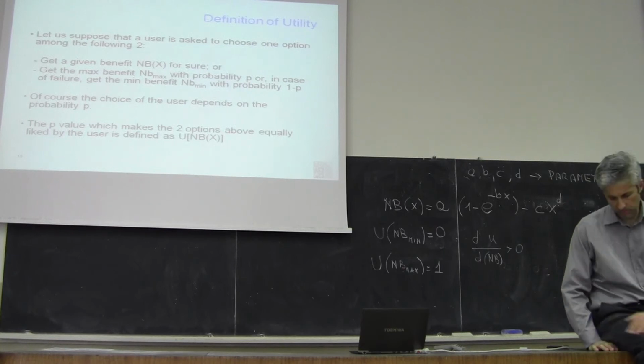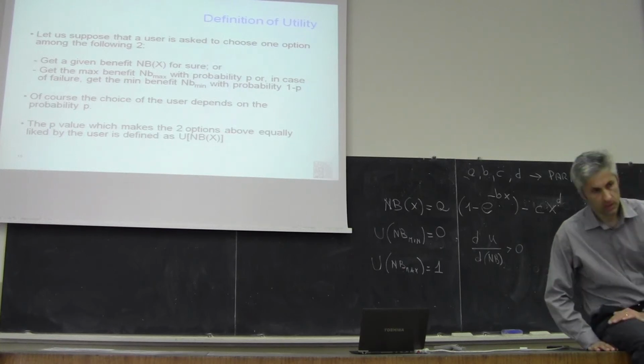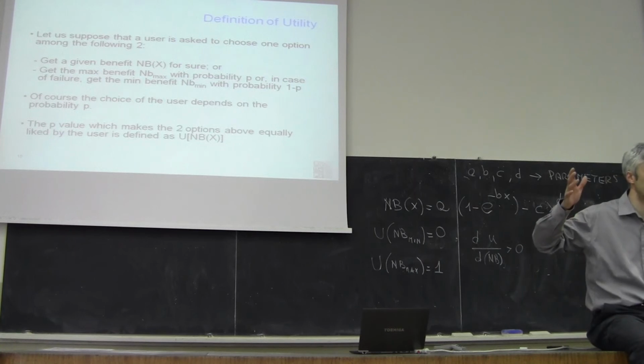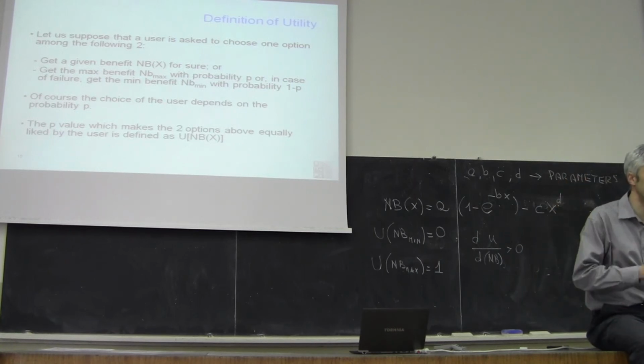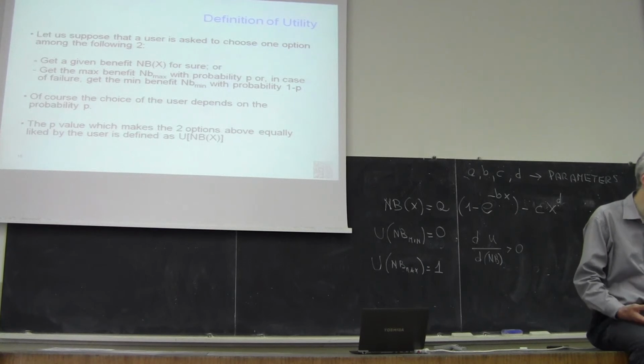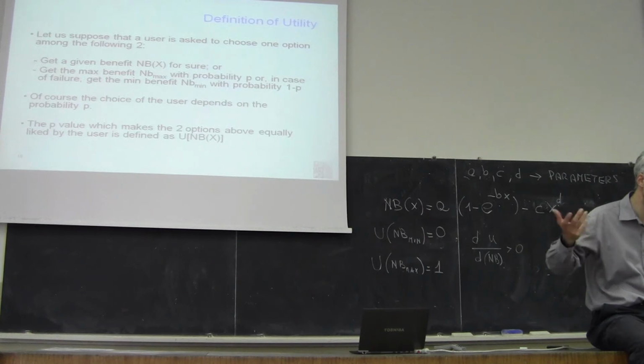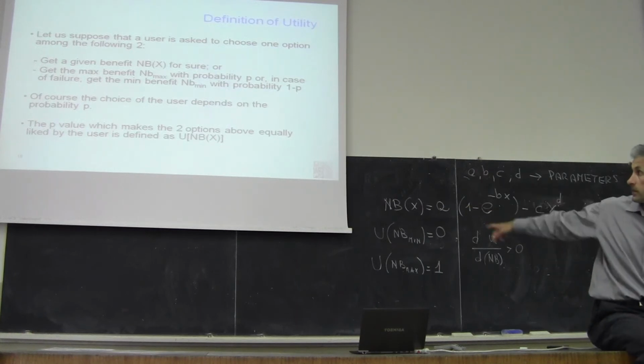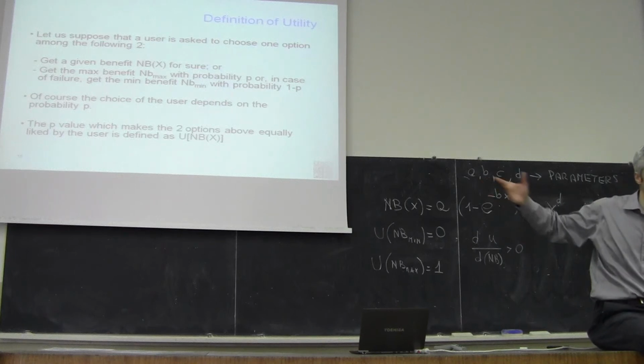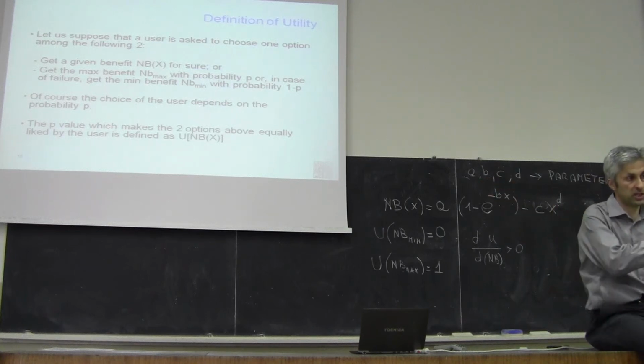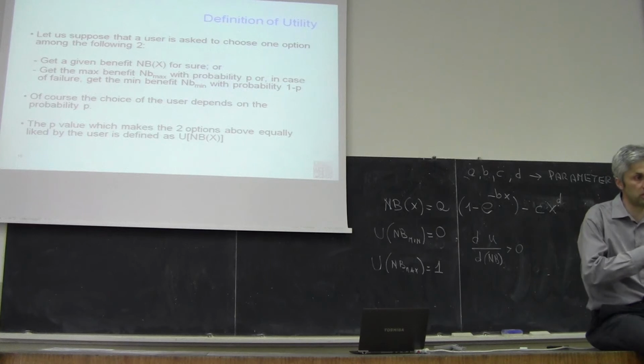So let me try to repeat. You have a set of possible values for the benefits. They vary between a minimum, which could be 0, and a maximum. It's always possible to identify a maximum. It's not infinity, the maximum, according to this benefit function. So you have a possible set of benefits. You have to associate to each benefit a utility.